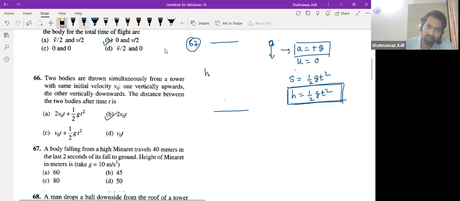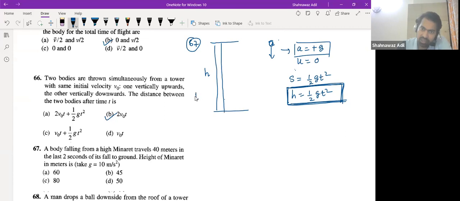So where were we? This height is h. We have assumed that the total height of this minaret is h, so the equation would be half gt squared, right? Let's say that the time to reach here is t. So this is half gt squared, right? Now let us get back to the question.